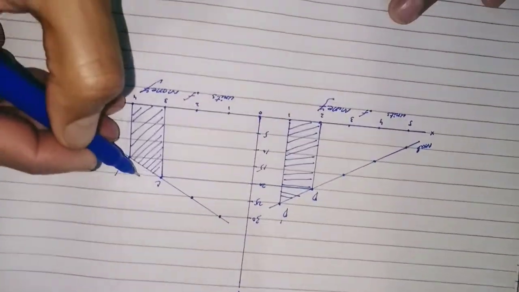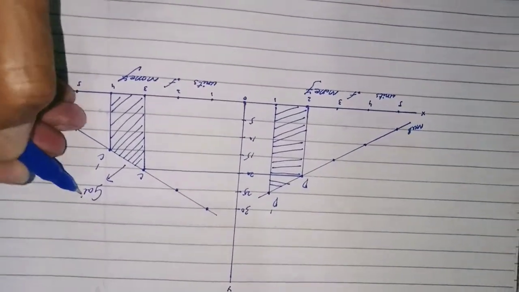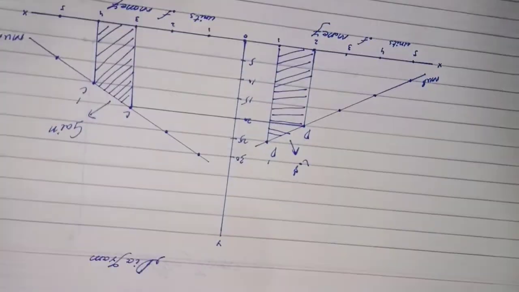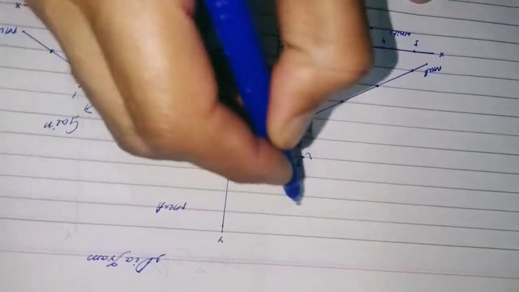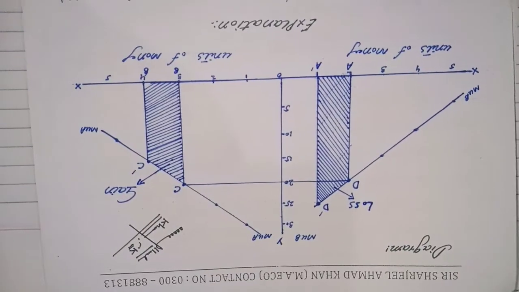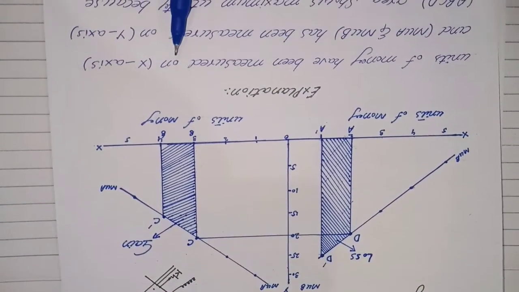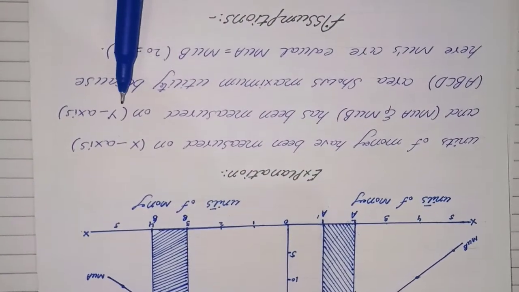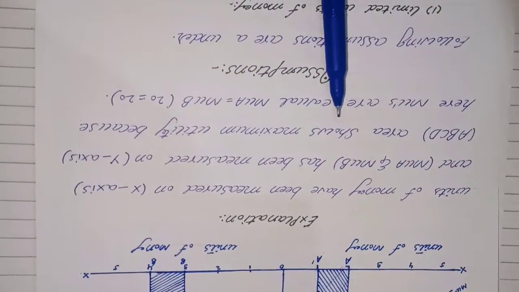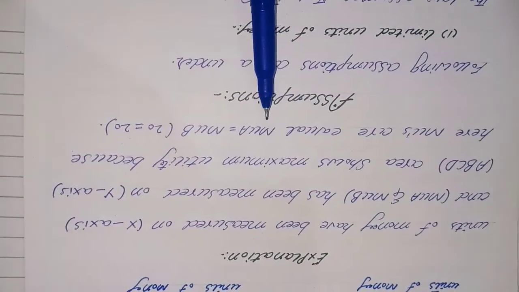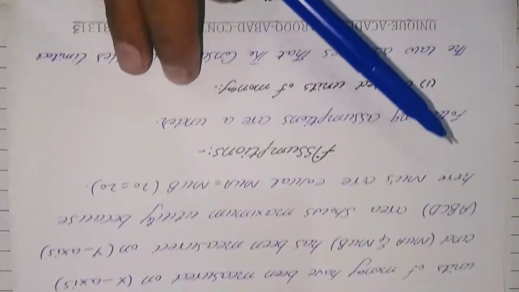Gain and loss, so then marginal utility A and marginal utility B. Explanation: units of money have been measured on OX and MUA and MUB have been measured on Y. A, B, C, D area shows maximum utility because here marginal utilities are equal, MUA and MUB, 20 by 20. Point C to point D.